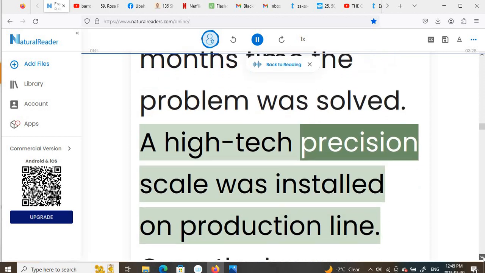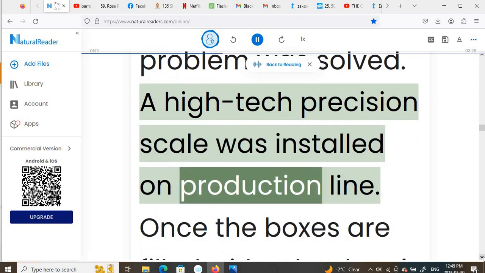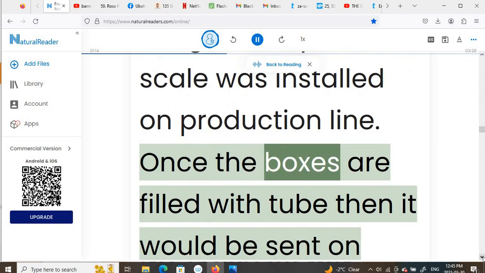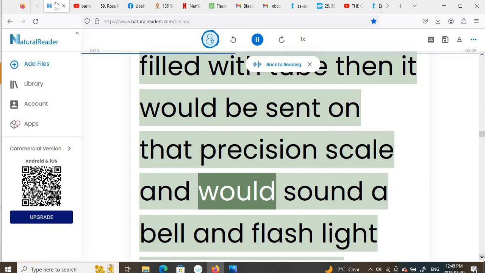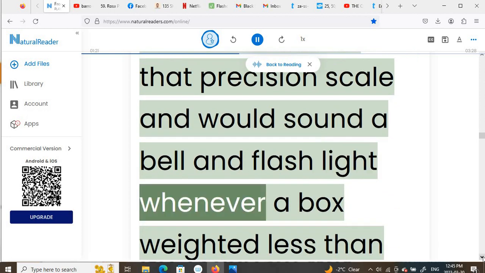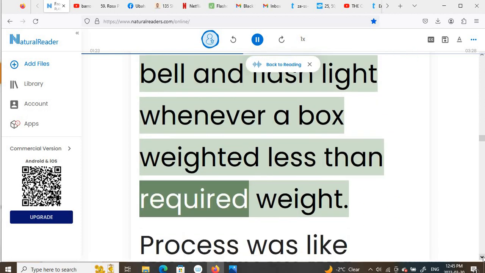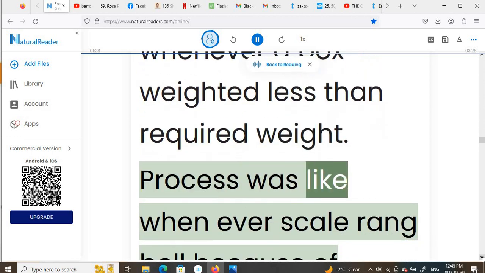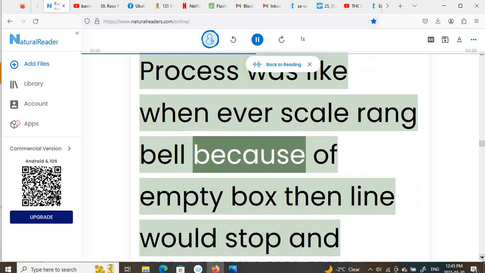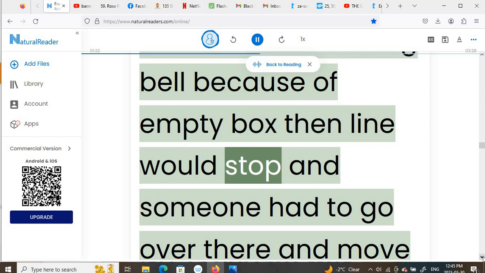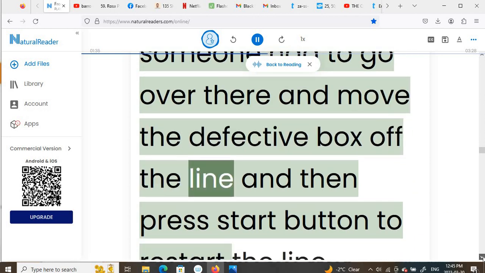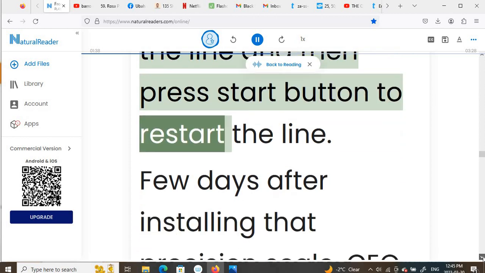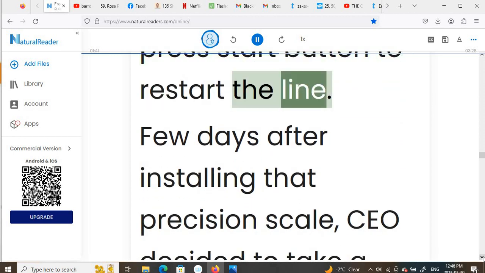A high-tech precision scale was installed on the production line. Once the boxes were filled with tubes, they would be sent over that precision scale, which would sound a bell and flash a light whenever a box weighed less than the required weight. The process was that whenever the scale rang the bell because of an empty box, the line would stop and someone had to go over there, move the defective box off the line, and then press the start button to restart the line.